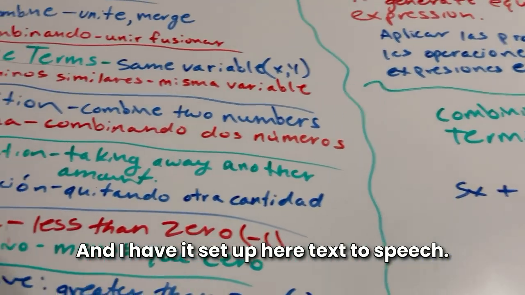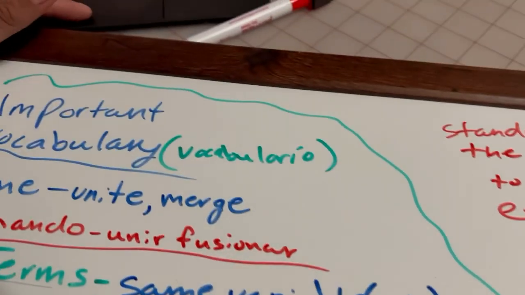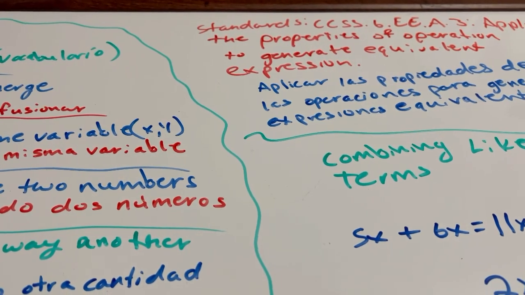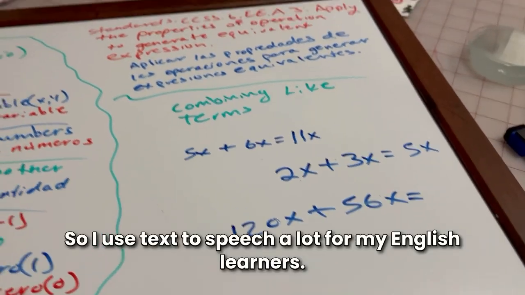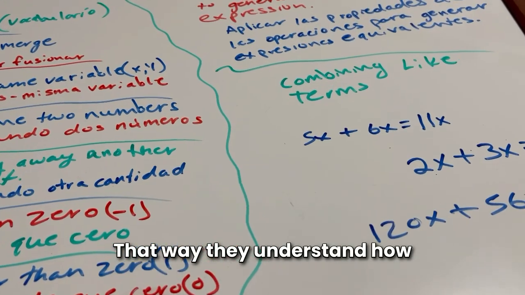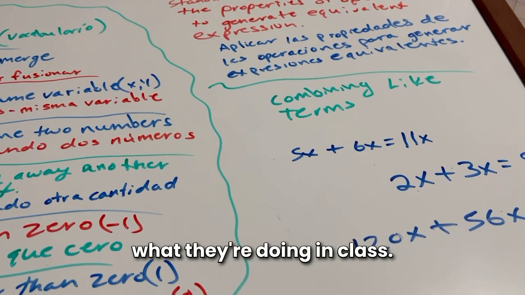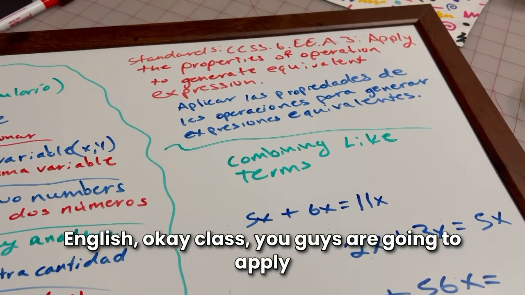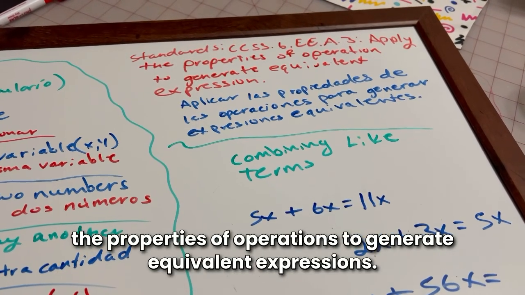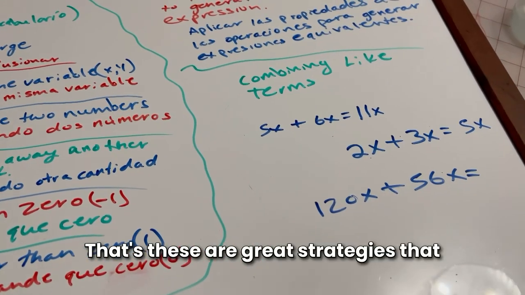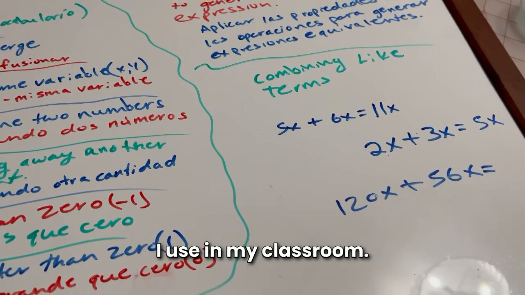And I have it set up here. Text to speech. Aplicar las propiedades de las operaciones para generar expresiones equivalentes. So, I use text to speech a lot for my English learners. That way, they understand what they're doing in class, and also I could say it to them in English. Okay, class, you guys are going to apply the properties of operations to generate equivalent expressions. These are great strategies that I use in my classroom.